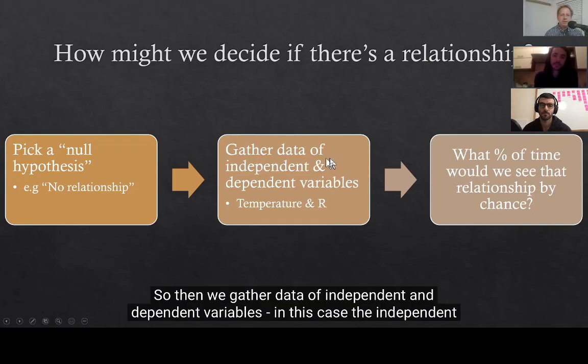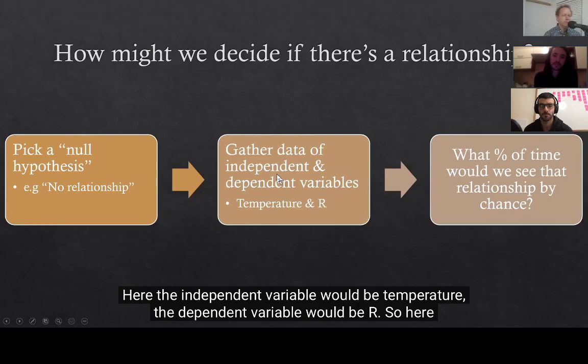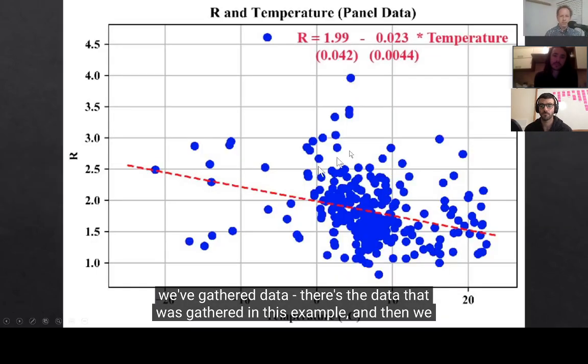So then we gather data of independent variables. In this case, the independent variable is the thing that we think might cause a dependent variable. So here the independent variable would be temperature, the dependent variable would be R. So here we've gathered data. There's the data that was gathered in this example.